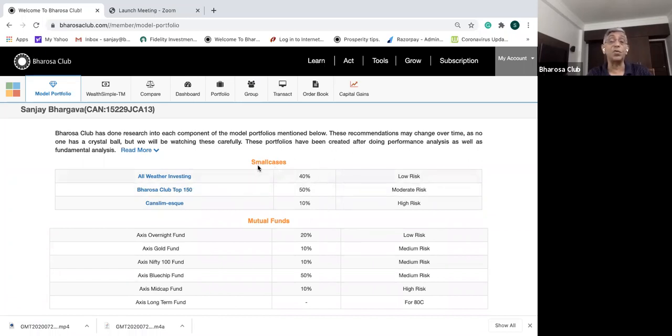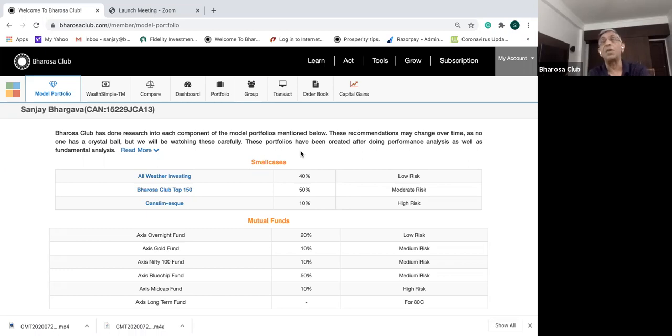If you see the small case portfolio, and some of you may not be familiar with what small cases are, they are like mutual funds, except that they are managed either by the small case research team themselves or by publishers who have their own small cases which they've published. So in effect, they are like the fund managers for those particular small cases. And at least recently, small cases have been performing better than mutual funds.